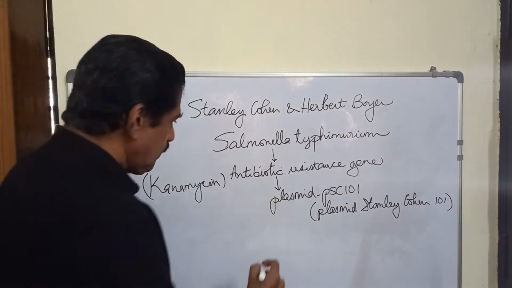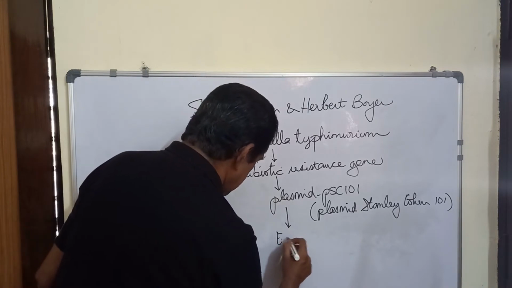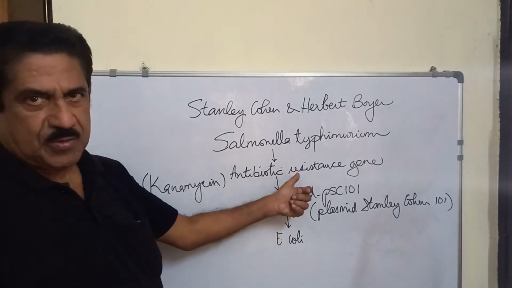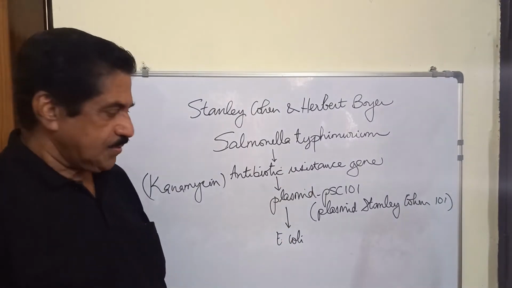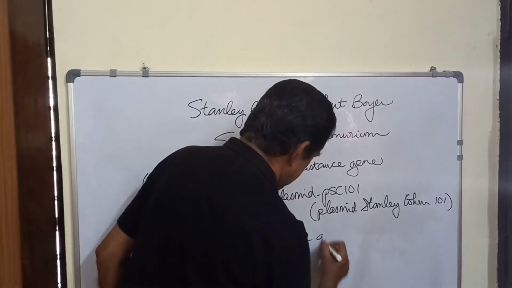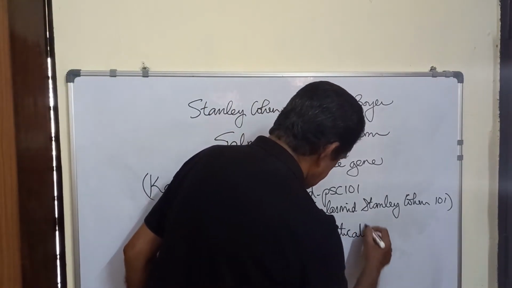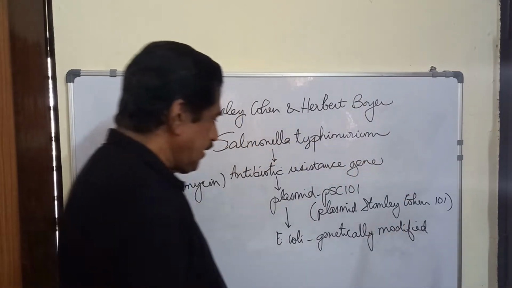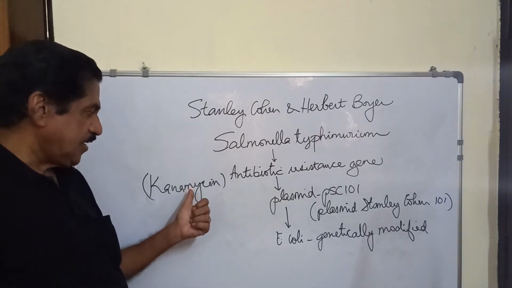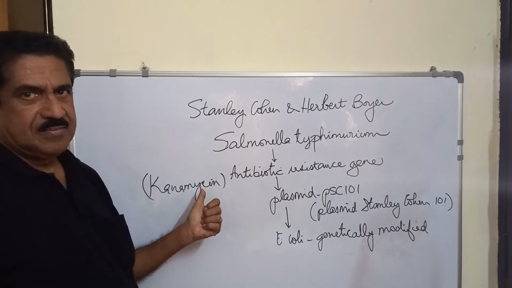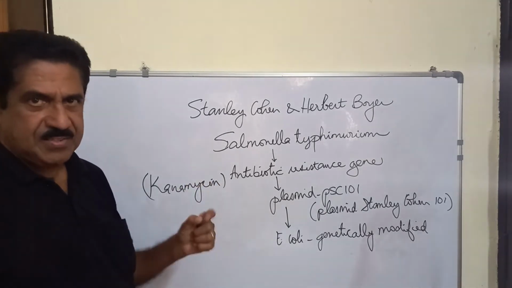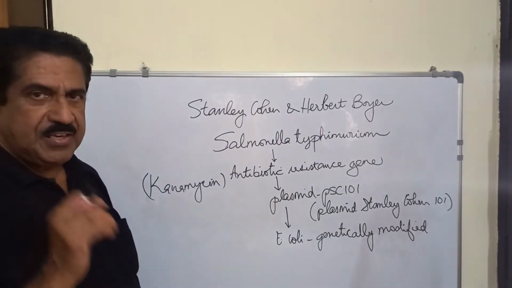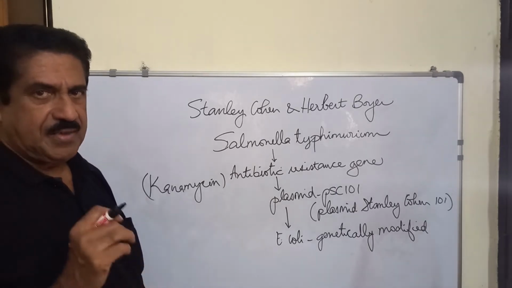This plasmid was then introduced into E. coli. And in E. coli, this gene was expressed. In other words, we can say this E. coli was genetically modified. It was able to grow on a medium which contained the antibiotic kanamycin. So, this was the first genetic engineering experiment done by Stanley Cohen and Herbert Boyer. So, they are the inventors of recombinant DNA technology.